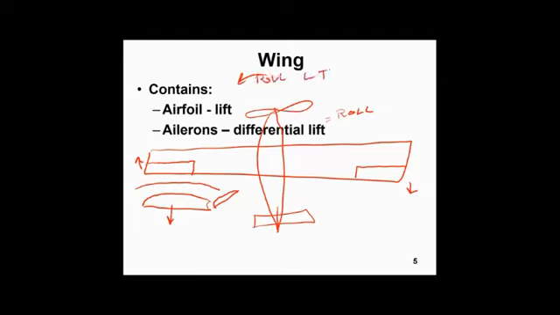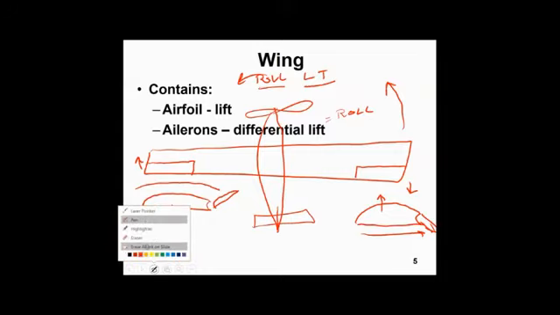So that means this airplane is going to tend to roll to the left. And of course, at the exact same time, this aileron on this wing is going to go down, so the airflow is going to hit it, and it's going to push this wing up. So this wing goes up, which also contributes to a roll to the left. We'll get into some more aerodynamics later. So ailerons provide differential lift.